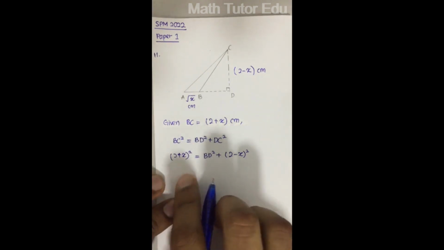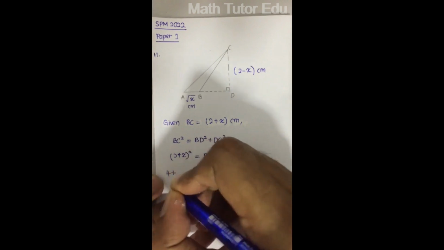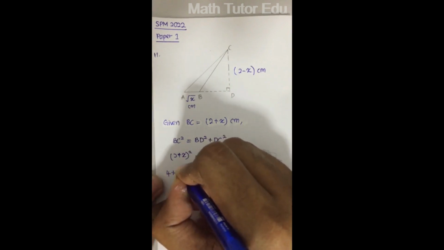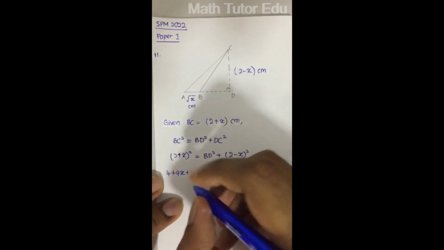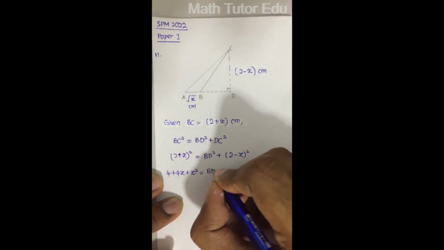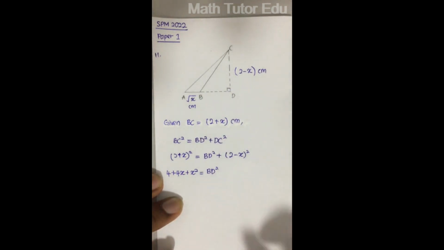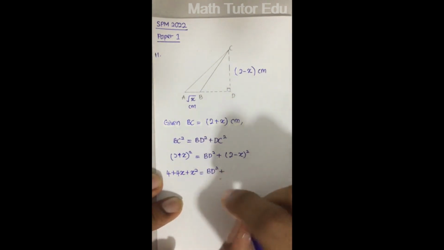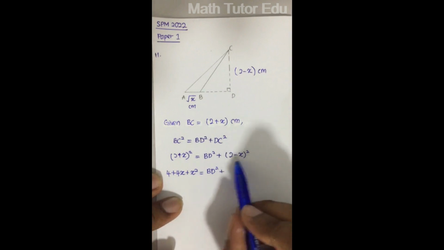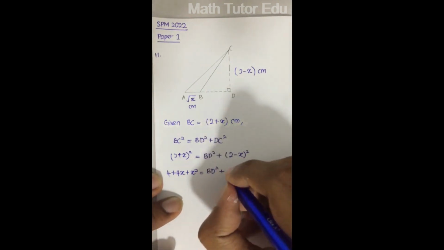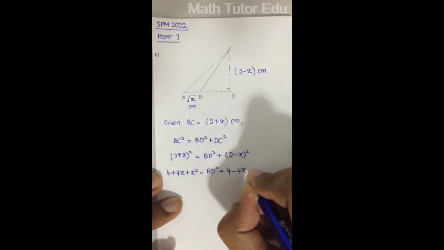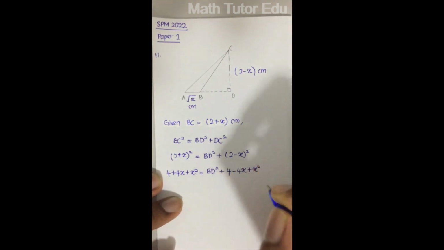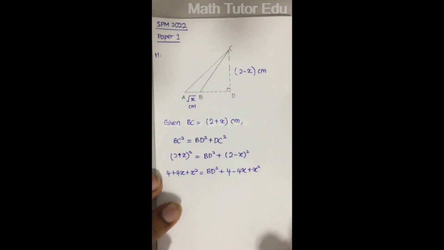So 2 plus x square, you will get 4 plus with 4x plus with x square, okay, equals to BD square plus with, okay, so from here let us expand this bracket, 2 minus x square. So from here you'll get 4 minus with 4x plus with x square. Okay, so let us do the simplification of the equation.